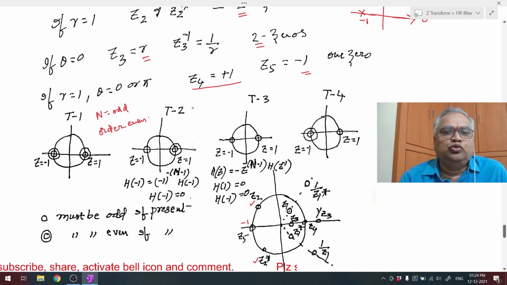Whereas type 2, n is even. When n is even, what is the order? Odd. The order of the polynomial is odd.